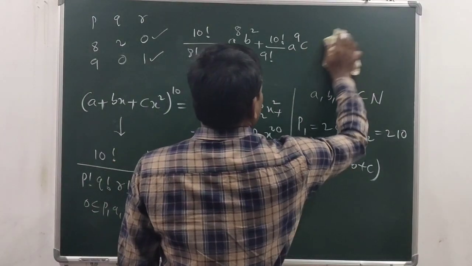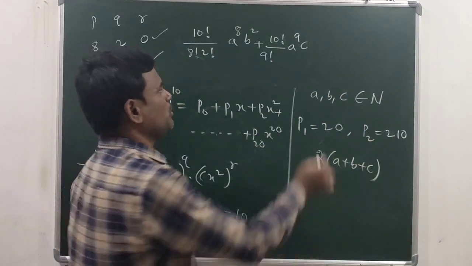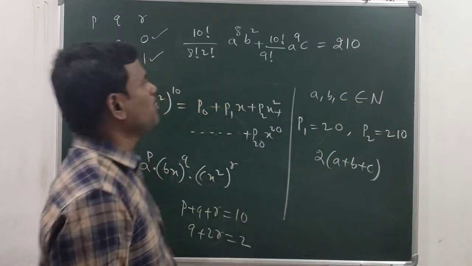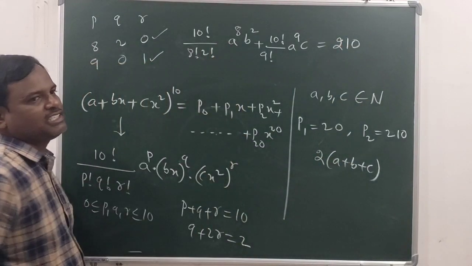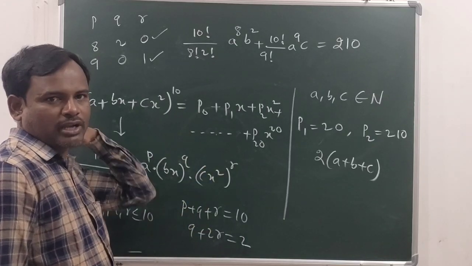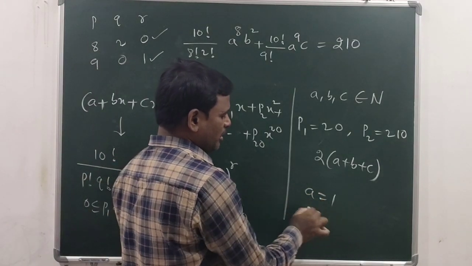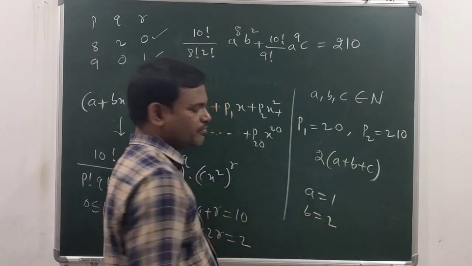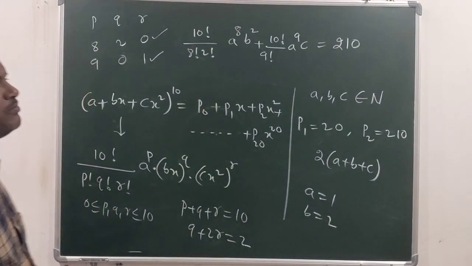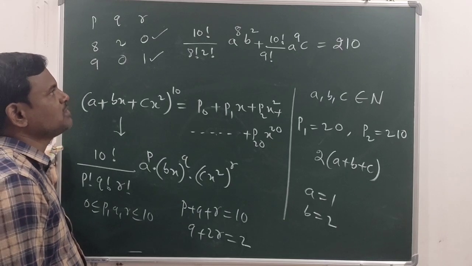Okay students, the coefficient of x square in the problem is given as 210. Now simplify. On this simplification you will get the c value, because we have already found the a and b values. The a value you got is 1 and the b value you got is 2. Alright, in this simplification you will get the c value. Okay students, now simplify this.